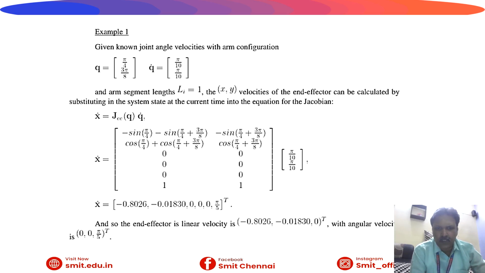You will get minus 0.8026, minus 0.01830, followed by 0, 0, 0, pi by 5.